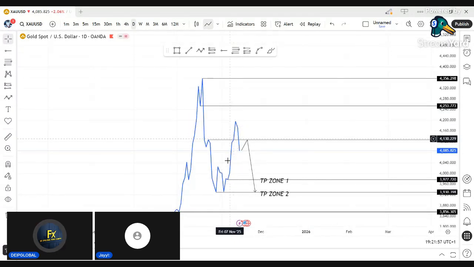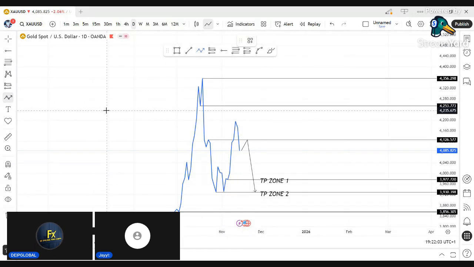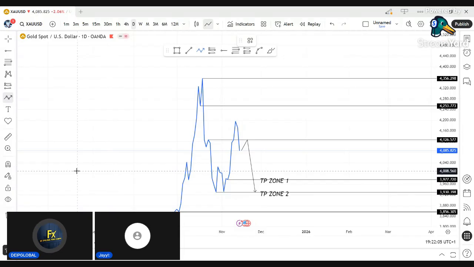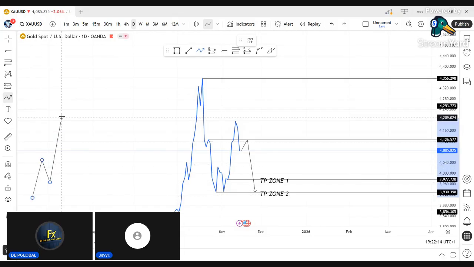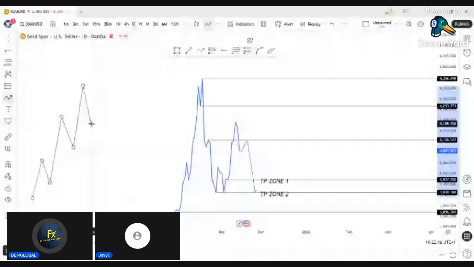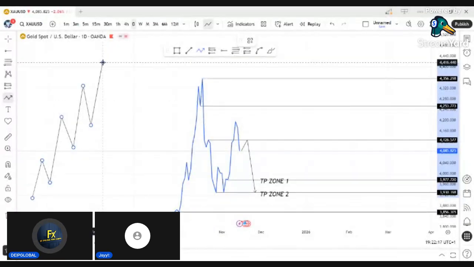Fibonacci retracement will not work at this level because why? Fibonacci retracement works on a trending market. Remember that, right? If it's expected to work on a trending market, this is what we're expected to see: a pull up, a pull down, a pull up, a pull down, a pull up, and a pull down, right? This is actually a trending market.